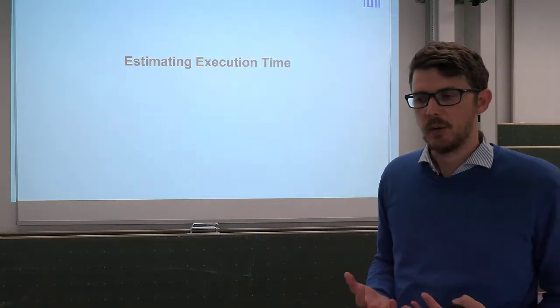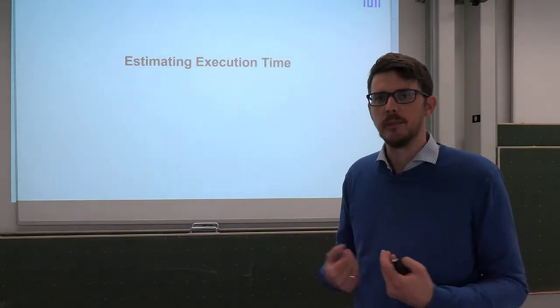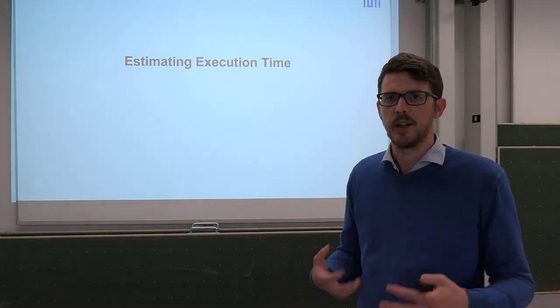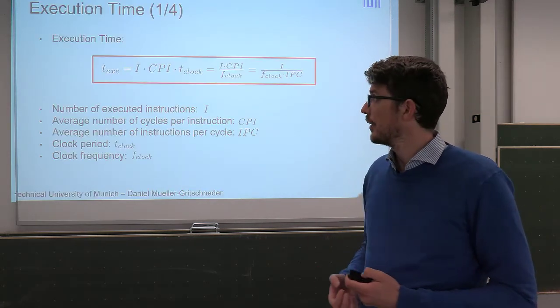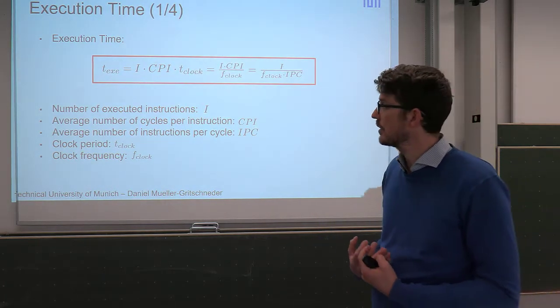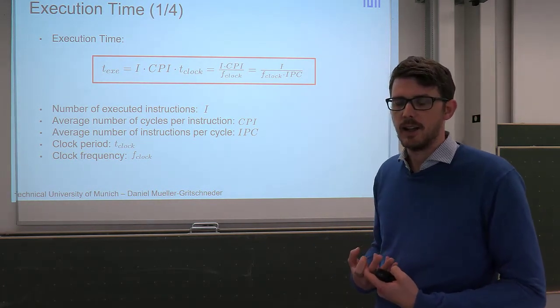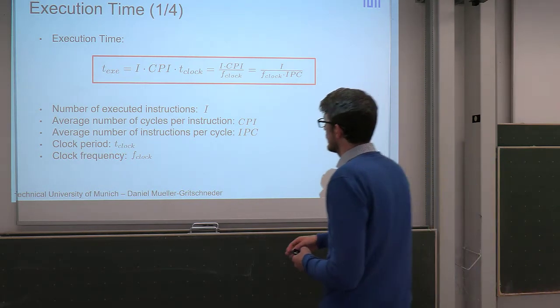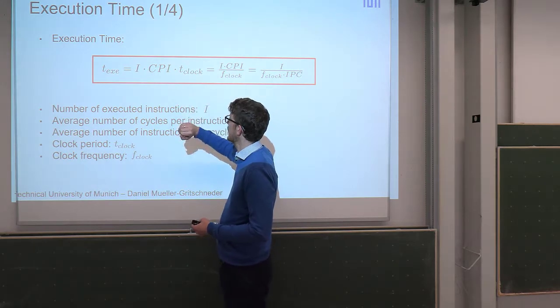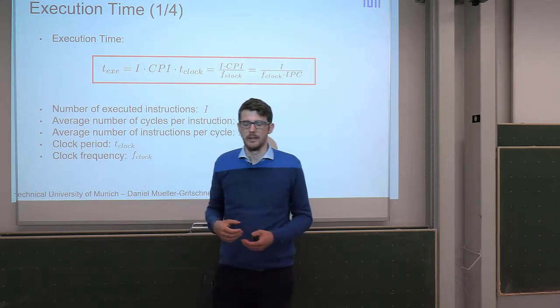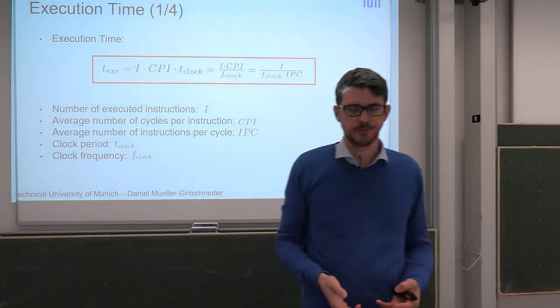And now what I want to show you is how to quickly do these estimations based on what you know from your processor at a very high level. So the first formula which is important is for the execution time, and it's actually very easy. If there's one cycle per instruction, you just take the cycle time, for example 10 nanoseconds, whatever you have, and you multiply this with the number of instructions.